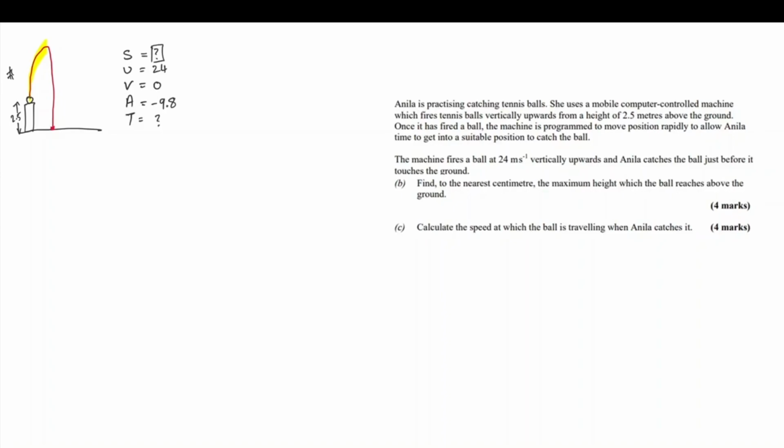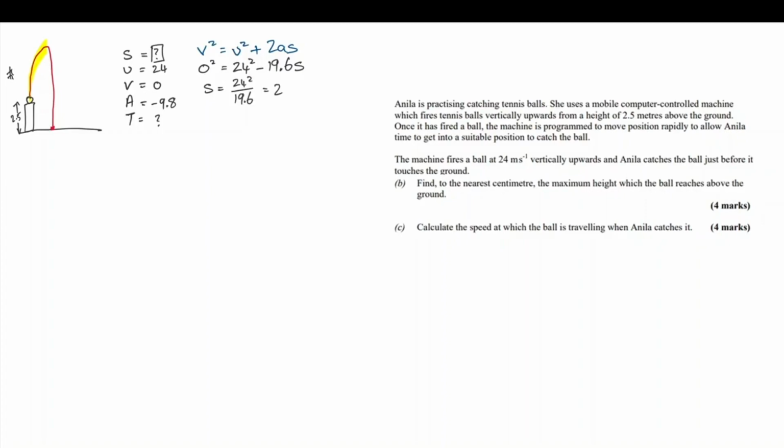As we collect our SUVAT variables, the initial velocity is 24, the final velocity for this portion of the journey is 0, acceleration, negative 9.8. This is due to gravity, and we do not know the time. We're looking for the displacement. So the formula to use will go with v squared equals u squared plus 2as. Just substituting into this, 0 squared equals 24 squared minus 19.6s. And we can rearrange to find s.